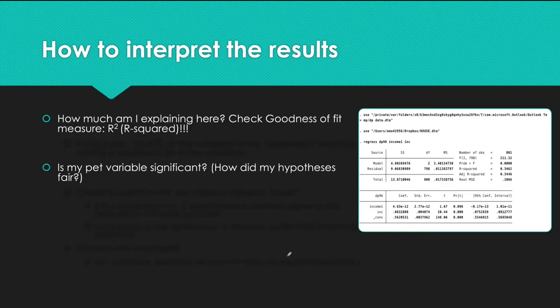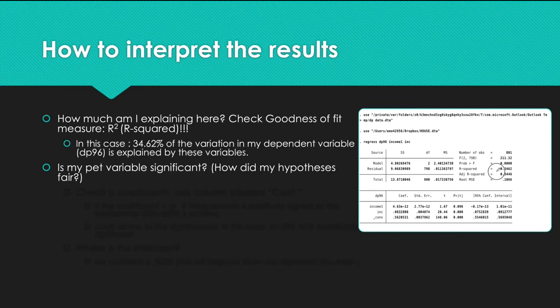So let's do a quick recap here. So how much am I explaining? In this case, as you'll see over at the R squared, it's 0.3462. So in this case, we would say 34.62% of the variation in my dependent variable, in this case dp96, is explained by all of the variables in my model.